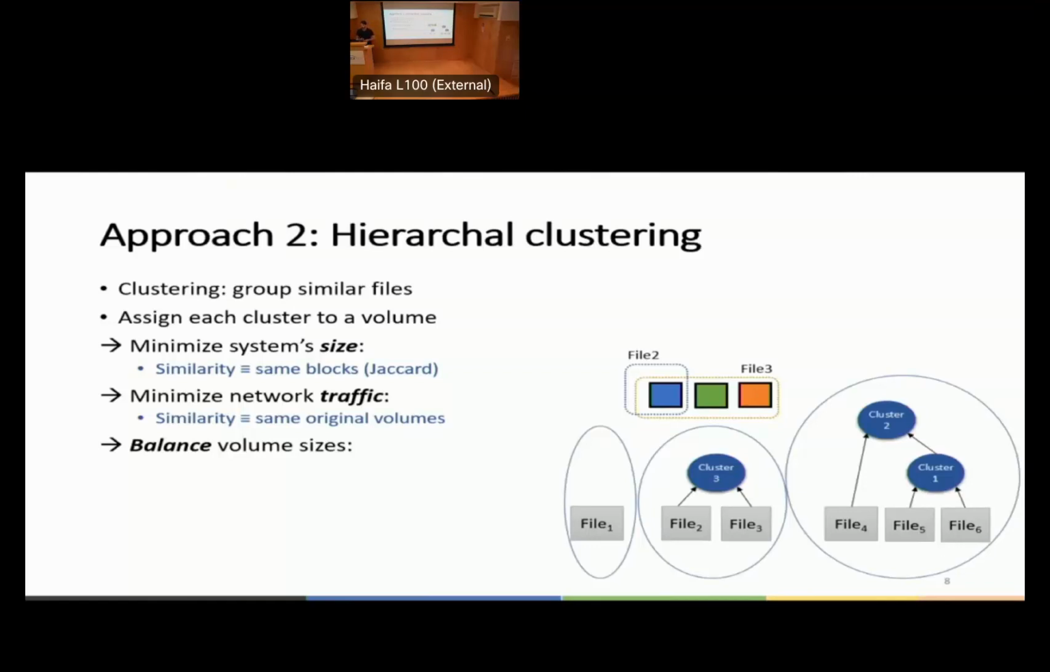And those two metrics, both the Jaccard and the second similarity regarding the traffic, are combined as a weighted distance, and we use that weighted distance in order to decide which files we group into which cluster. The third and last goal is to balance the volume sizes. This is done by assigning a cluster max size, and when a cluster reaches its max size, we can no longer group any files into that cluster, and we move on to our second option, and so on.